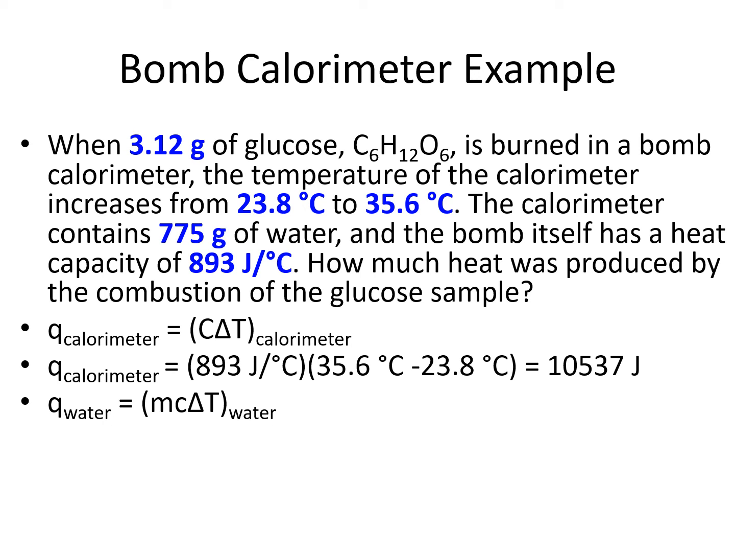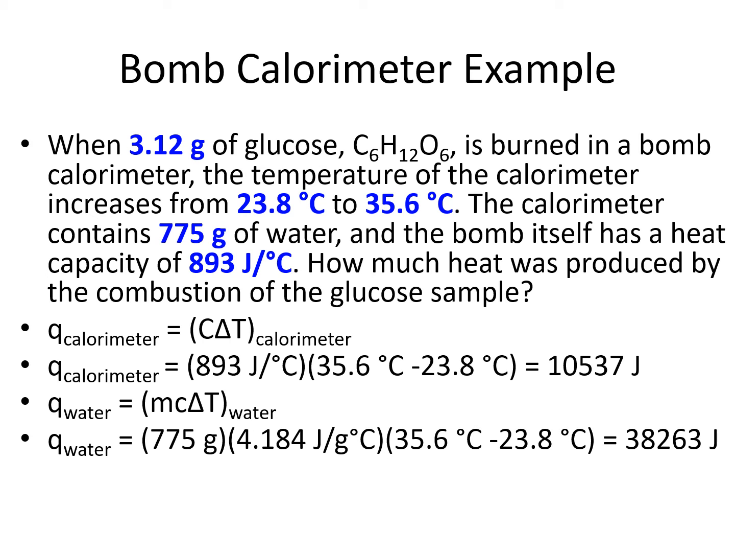The Q for the water is calculated using Q equals mc delta T. Mass of the water is 775 grams. The specific heat of water is 4.184. The temperatures of the water are the same temperatures as the calorimeter. We do 35.6 minus 23.8 for the water, as well as for the calorimeter. For the water, we end up with a heat of 38,263 joules.